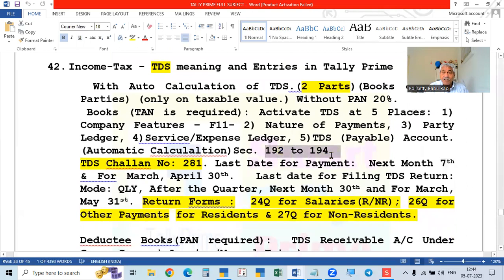So there are sections like 192 and 194. Section 192 relates to salaries, and the other sections depend on the other types of payments. Okay.